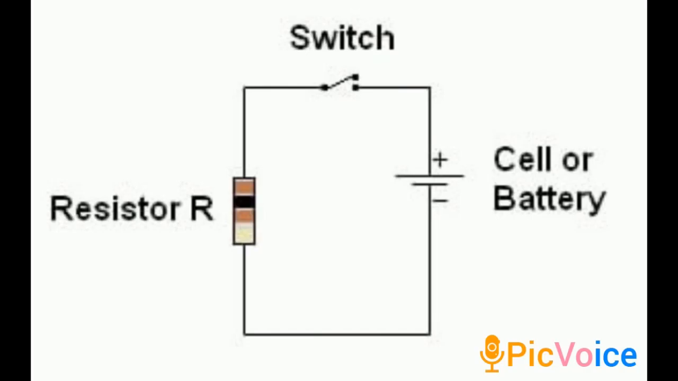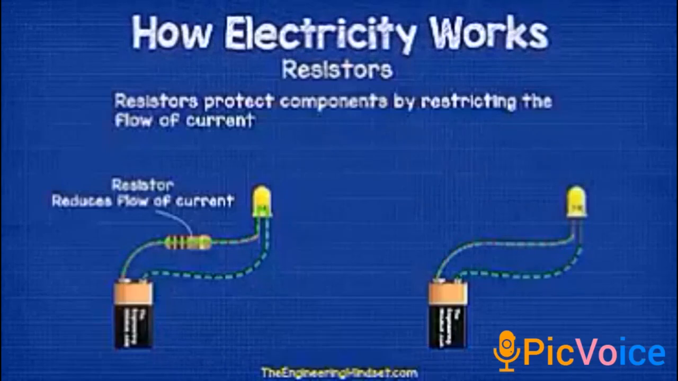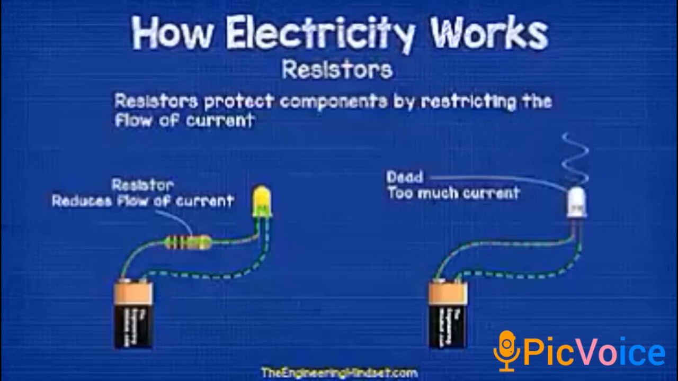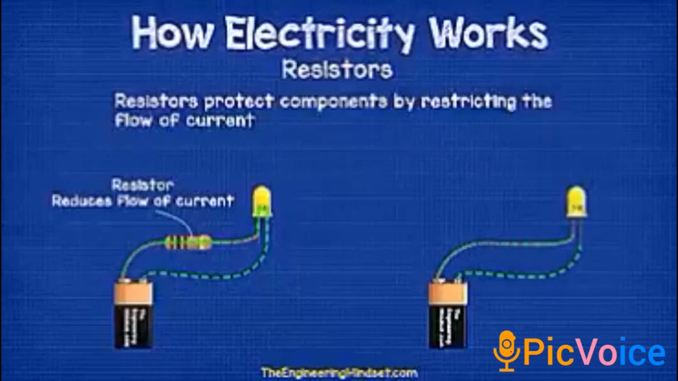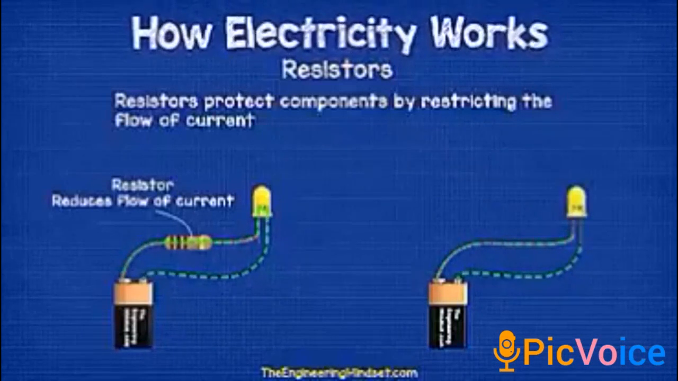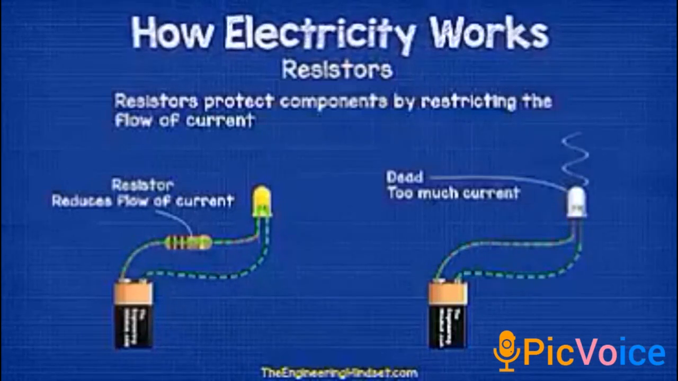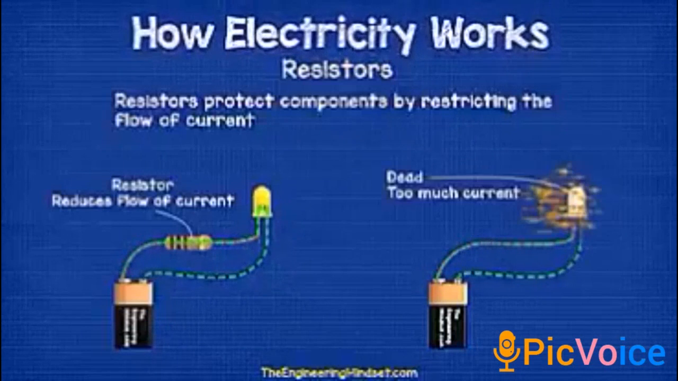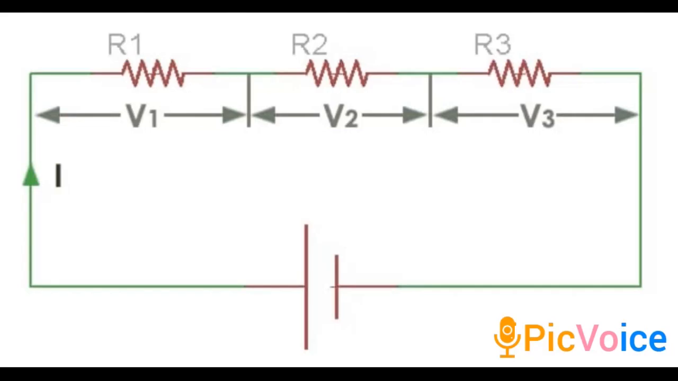Can you identify the component connected in the circuit? Yes, it's a resistor. The function of the resistor is to control the flow of current in the circuit. A resistor is a two-ended component having a given amount of resistance between its two ends. In several electrical devices, a number of resistors are connected together in different ways. Ohm's law is applicable to all such connected resistors. So here we can see three resistors connected in series.